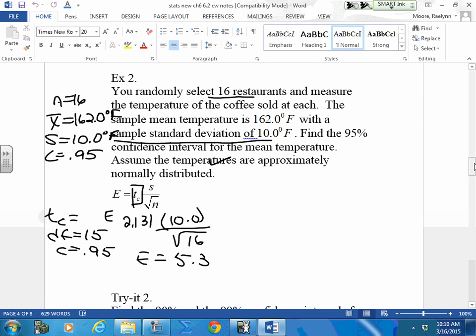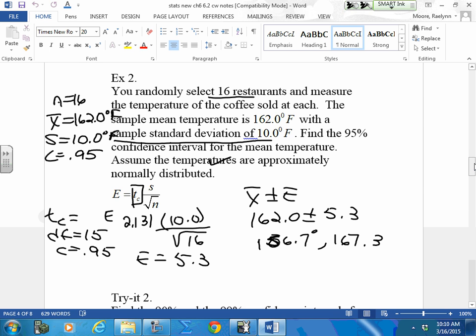So there's your margin of error. Okay? And you're going to find your confidence interval. 162.0 plus or minus 5.3. And again, you subtract it and you add it. 167. Am I right on this?